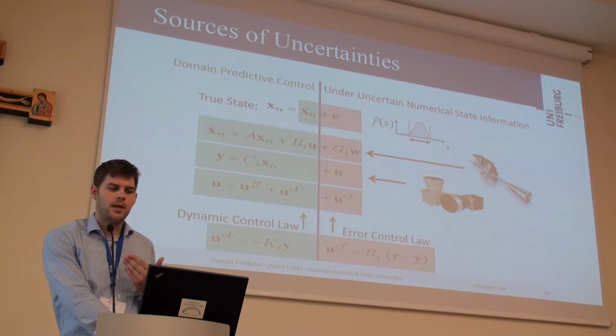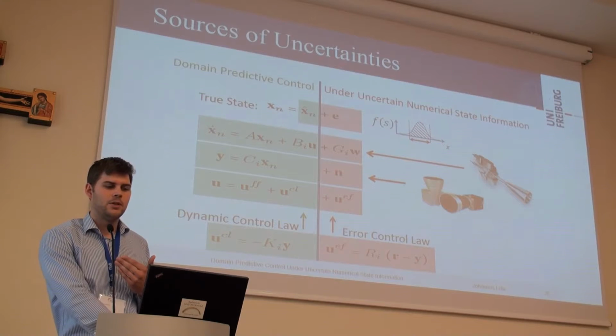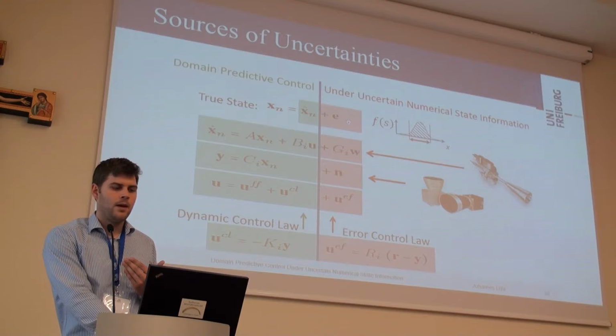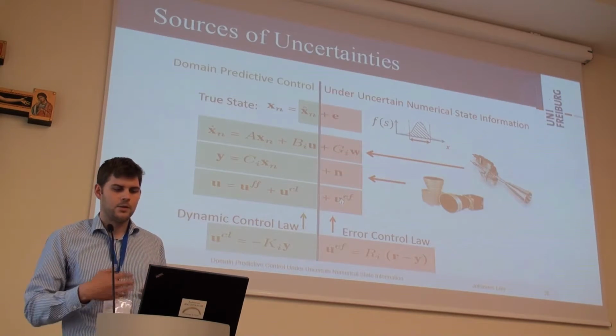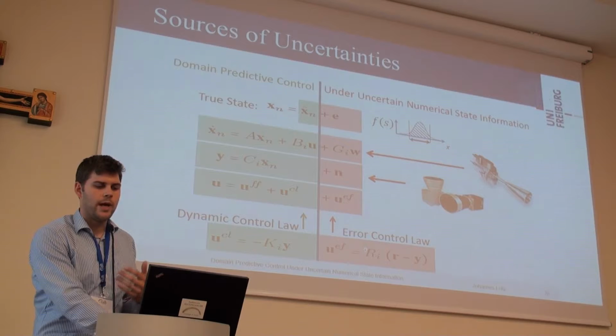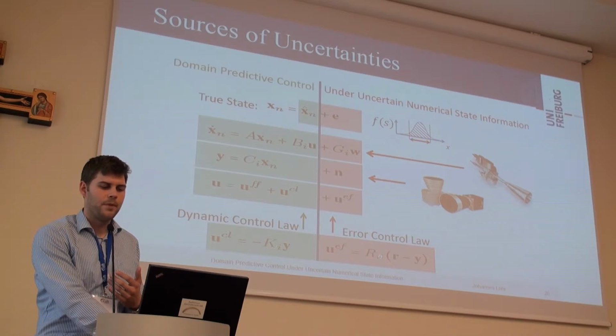If we extend that to uncertain numerical state information, then we additionally have a random variable E, which is Gaussian with zero mean. We have a Gaussian white process acting on our dynamic equation over here. We have uncertain measurements. We have a Gaussian white process acting on our measurements, and in the end, we would like to give the planner the opportunity to act on the uncertainties by switching on a controller which really acts on the errors.